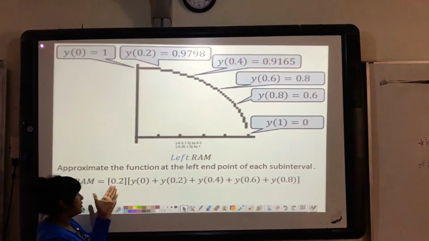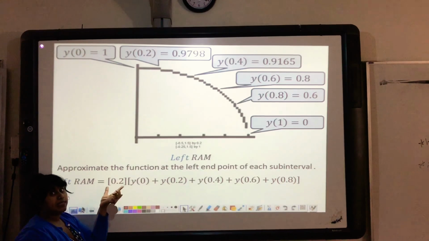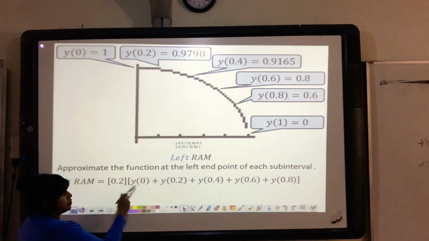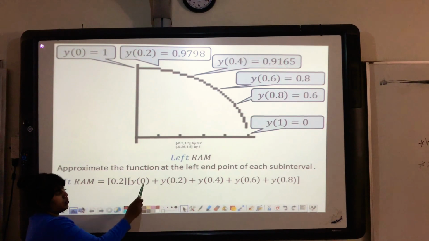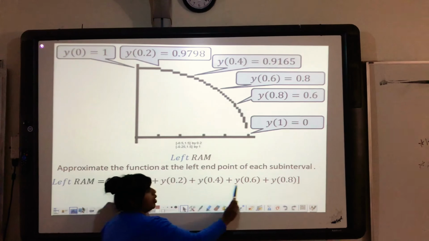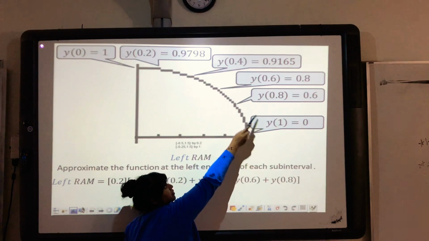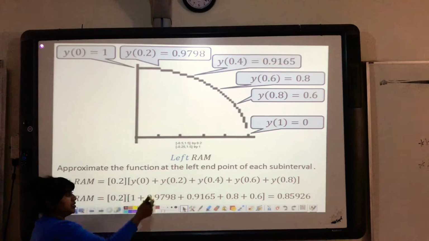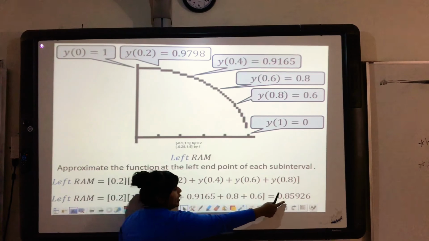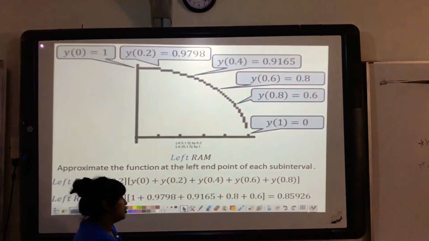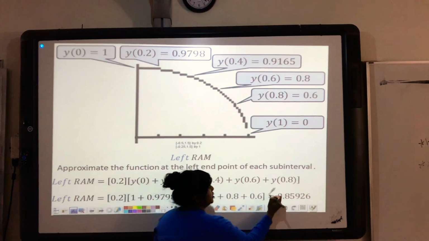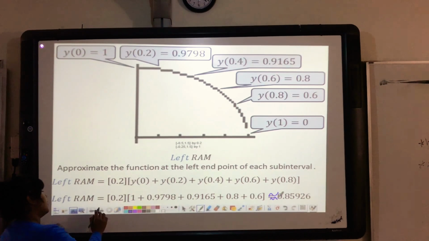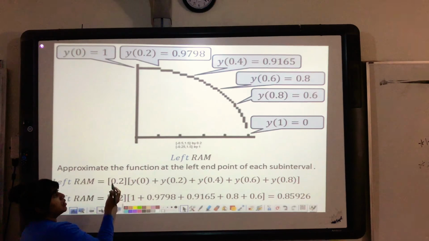Algebraically, what can we do? We can factor out that 0.2. So that's where that formula comes from, delta x times all of my base values, my y values. Because we're doing the left, we're going to start with the initial value and go all the way until second to last. So here's our last value, here's our second to last value. Once I plug in those numbers, which we got using our table, we actually get our true approximation. And this should have said, my apologies, approximately, but that's okay. So 0.85926.